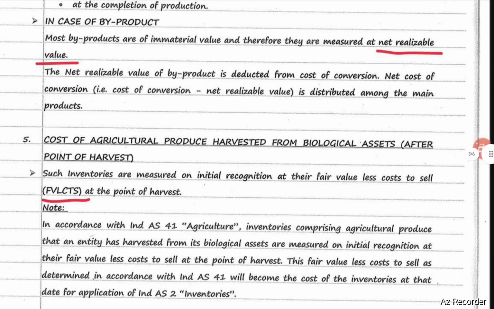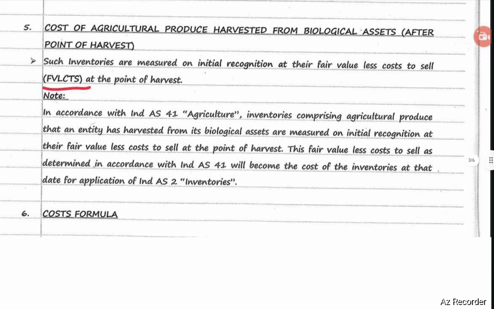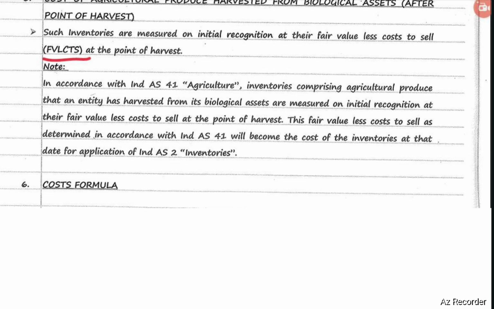Next, cost of agriculture produce harvested from biological assets after the point of harvest. Agriculture produce after the point of harvest falls under Ind AS 2. Such inventories are measured on initial recognition at their fair value less cost to sell at the point of harvest. In accordance with Ind AS 41 Agriculture, inventories comprising agriculture produce that an entity has harvested from its biological assets are measured on initial recognition at their fair value less cost to sell at the point of harvest.